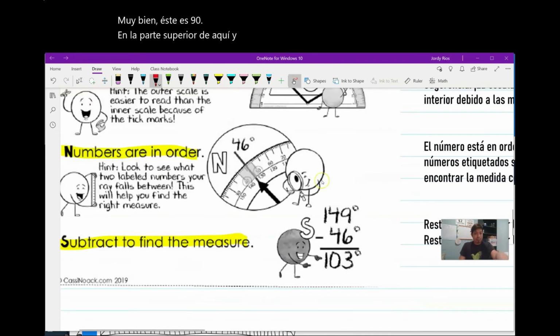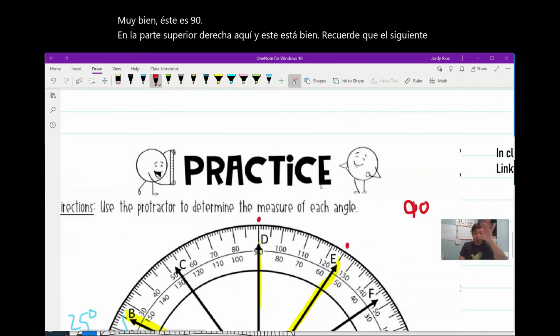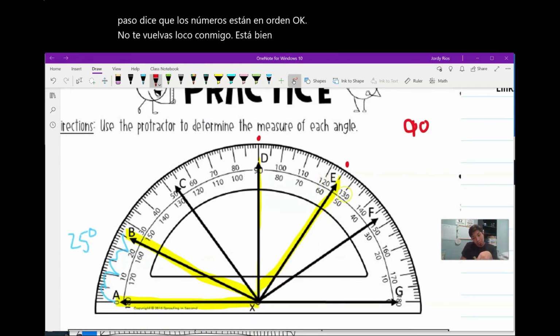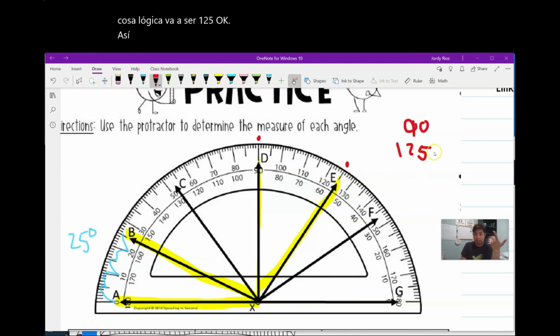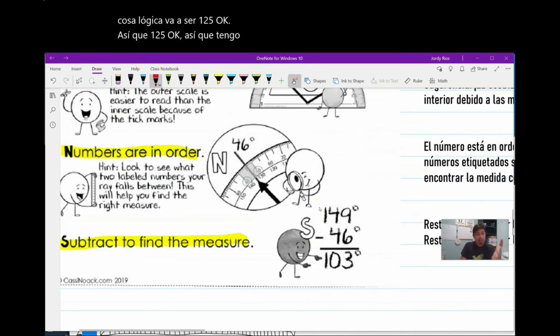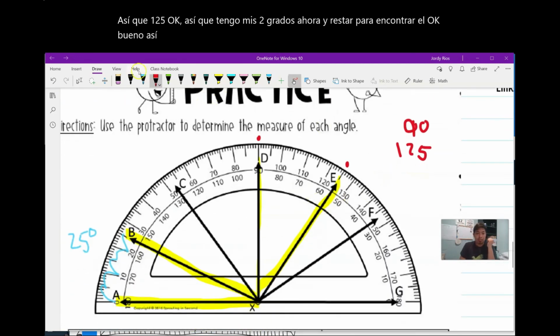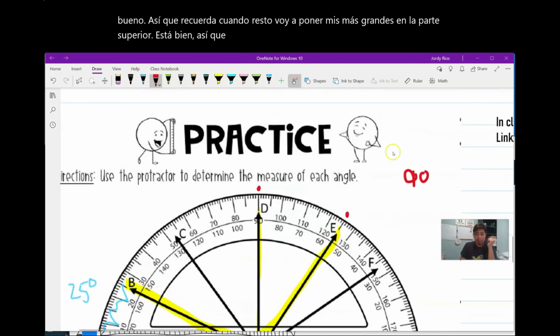Remember, the next step says numbers are in order. Don't go crazy on me. It's in between 120 and 130. So therefore, the logical thing is going to be 125. So I got my two measurements. Now what? Subtract to find the measurement. Remember, when I subtract, I'm going to put my bigger one on top. So I'm going to erase and put 125.